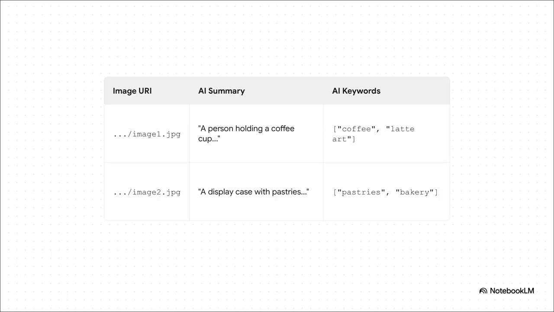The AI could literally see and describe the images. It identified things like latte art and pastries. In a single step, we turned a whole folder of random unstructured images into structured, searchable data. We can now run a simple SQL query to find every photo that a customer has ever posted with latte art, or count how many people are posting pictures of our croissants.